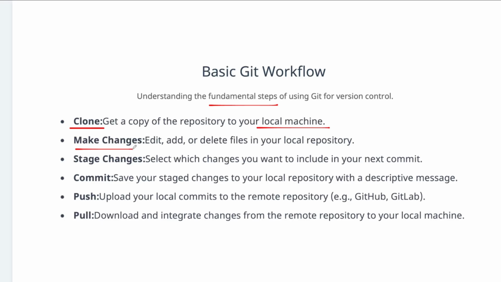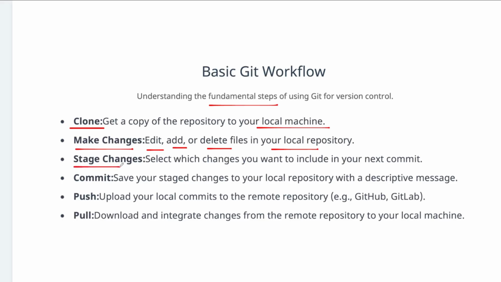Then second one is make changes. Suppose you have a code file, a Python file or a Java file or a JavaScript file or simply a data file, for example a JSON or a CSV file. You want to do some edit, you want to add something or delete some text in your local repository. You do all this in your local repository without disturbing the remote.